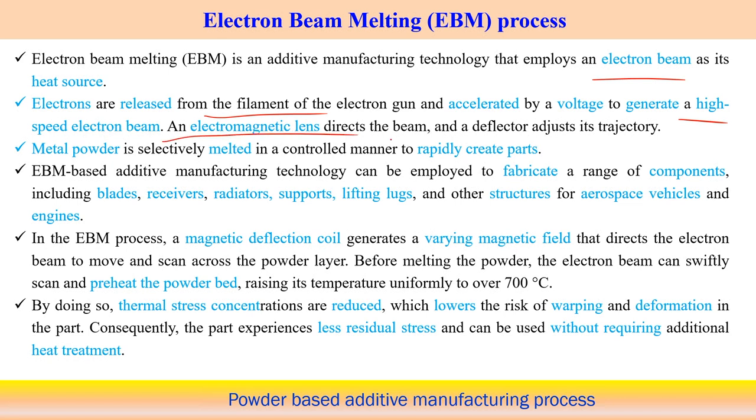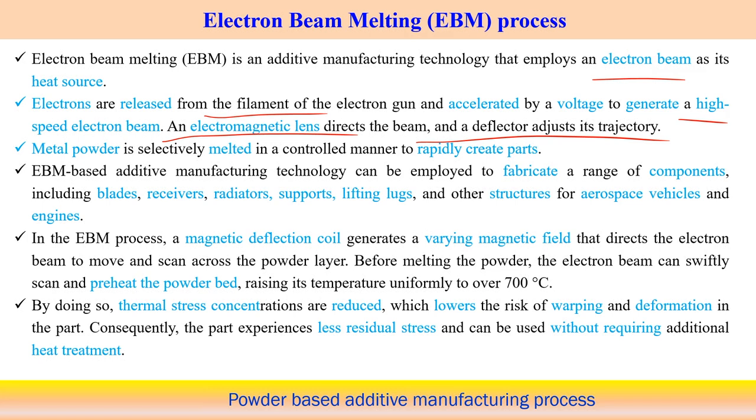We use an electromagnetic lens to deflect the electrons to the proper position. The beam and deflector are adjusted to set its trajectory, and it is projected onto one particular location. So here the electromagnetic lens directs the electron beam to focus on a particular position, which is how the position control of the beam is done. Now the metal powder is selectively melted in a very controlled way using the electron beam, and of course the beam speed is very, very high compared to the laser.